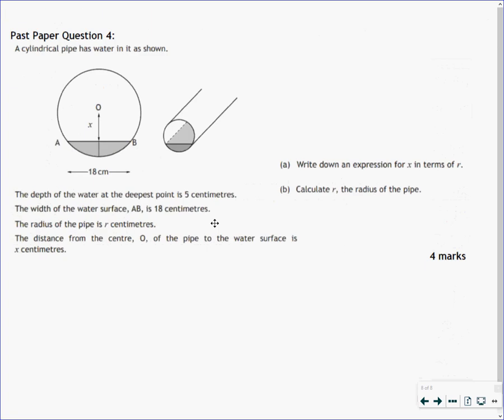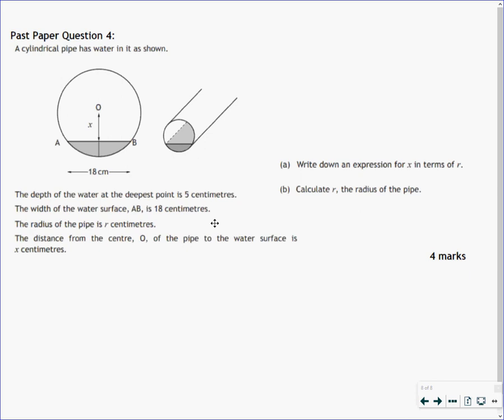Okay, the final passage of question that we have here is slightly different. It's just a variation of the train tunnel milk tanker type question. So it says a cylindrical pipe has water in it as shown. So it says the depth of the water at its deepest point is 5 centimetres.